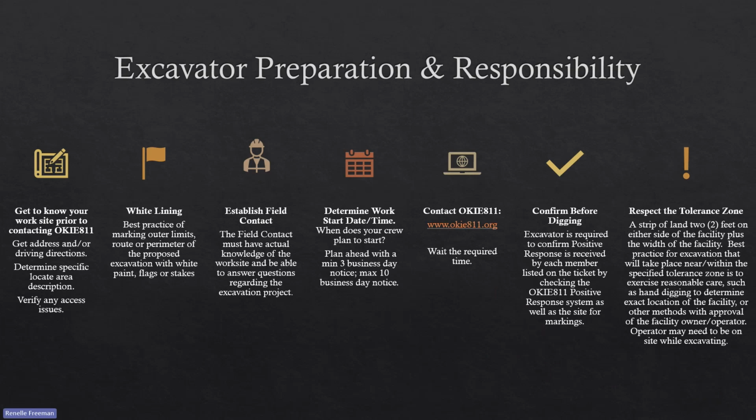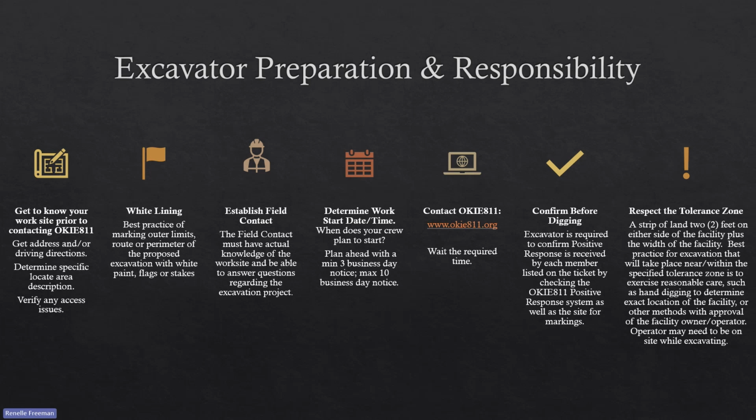So first up is excavator preparation and responsibility. Knowledge of the work site prior to submitting the locate request avoids confusion during the process and saves time for everybody involved. So first up, get to know your work site prior to contacting OKI 811. Get your address, get your driving directions if it's needed, map out your locate area to determine where your excavation path is going to be.